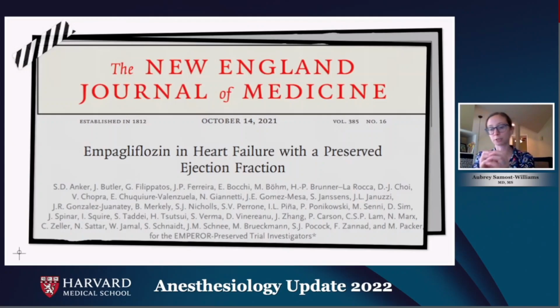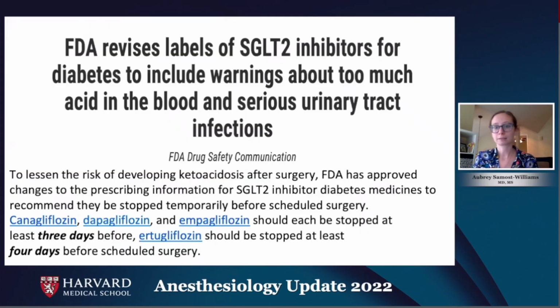Right? These patients are in a ketogenic state anyways now, and you put them through the stress of surgery, the volume shifts of surgery, and you can actually end up profoundly acidotic. And this happened quite often. We had a huge incident of it at our institution where a patient ended up postoperatively with a pH of 6.9 from this.